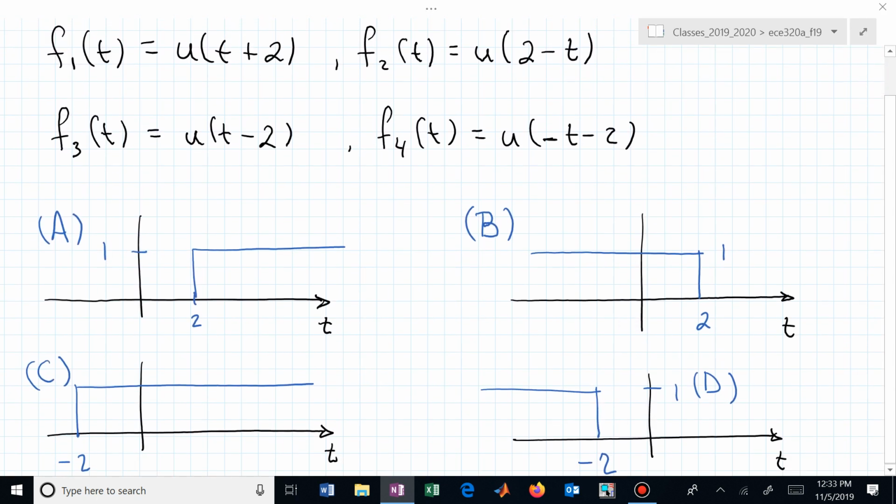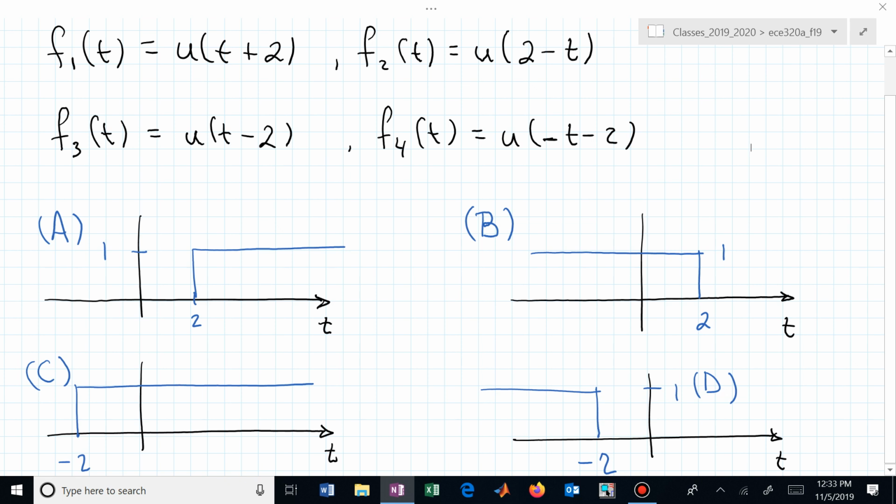Now you have 4 functions, 1, 2, 3, and 4, and 4 graphs. I need you to match the functions with the graphs, because you're going to need to know this not only in this class but in follow-on classes. You need to be comfortable with this, and these are unit steps. The u's, that's the unit step function. The argument is what's different. But now, based on these unit steps, which of those match up with A, B through D?